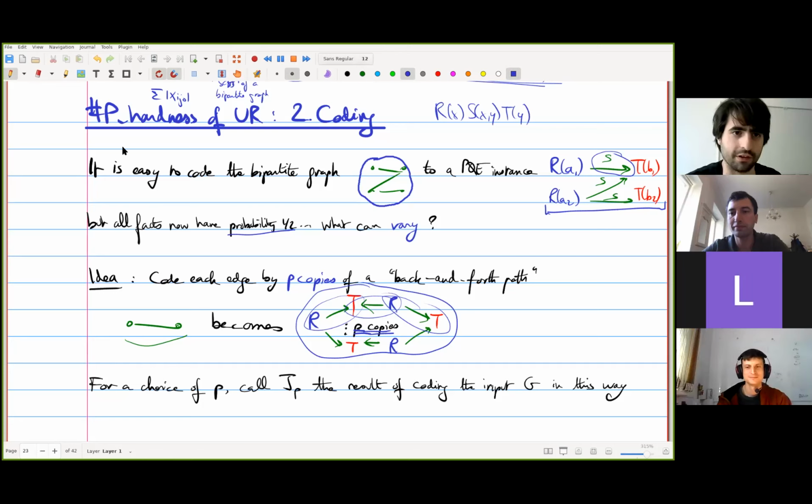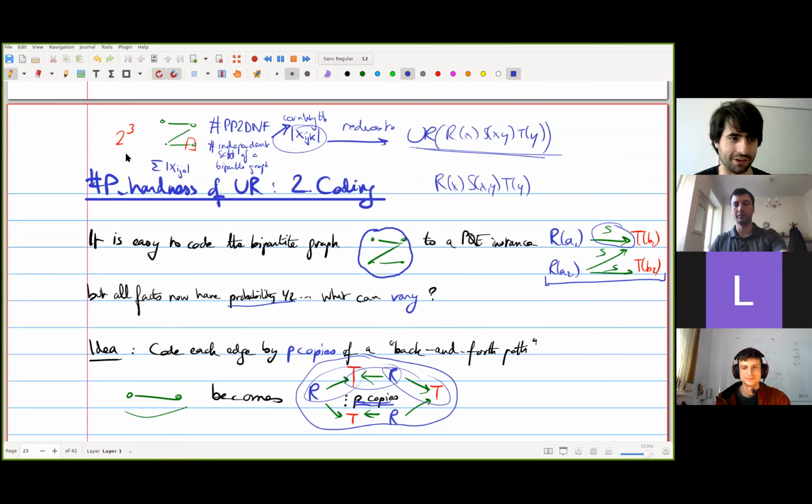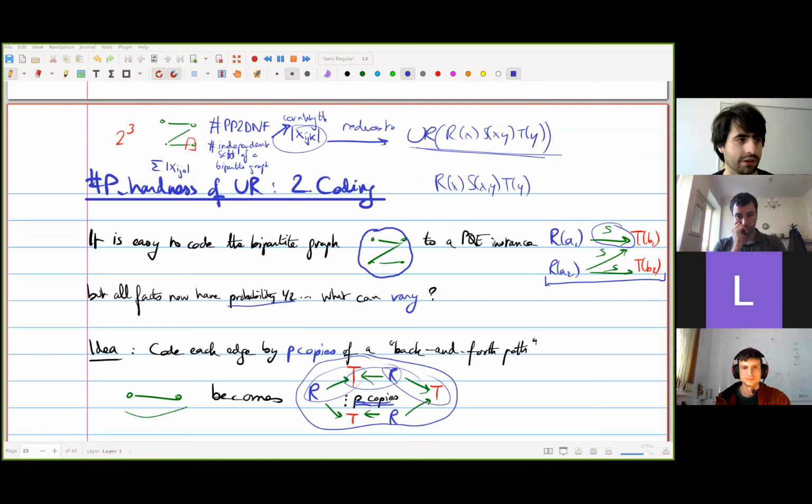So let's finish this proof of the hardness of uniform reliability, now that we've started it. To recap the context a little bit, I want to show that uniform reliability for this query, the RST query, is #P-hard. And for this, I want to reduce from counting the independent sets of the bipartite graph.